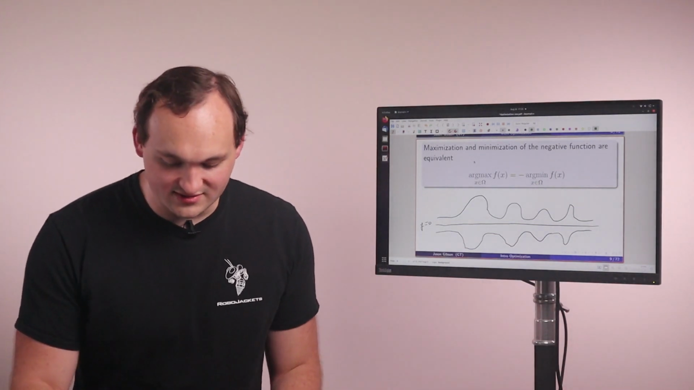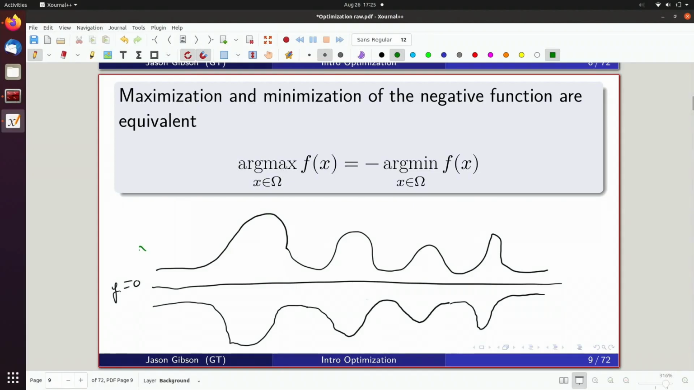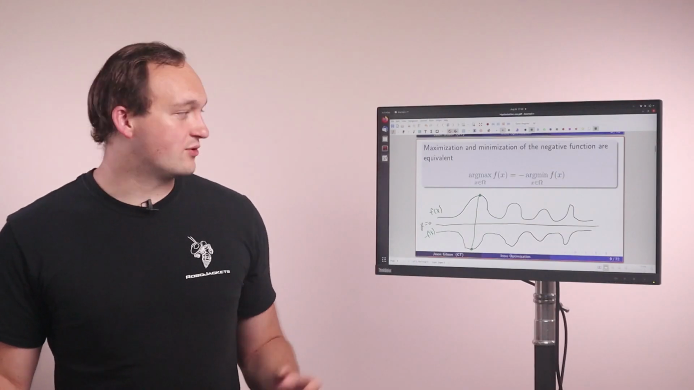So the way to look at that is, let's say this is our f of x, and this is our negative f of x. If I'm trying to maximize this, the maximum value is here, and if I'm trying to minimize negative f, the value is here. And see, these are the exact same value, therefore this equality is true.